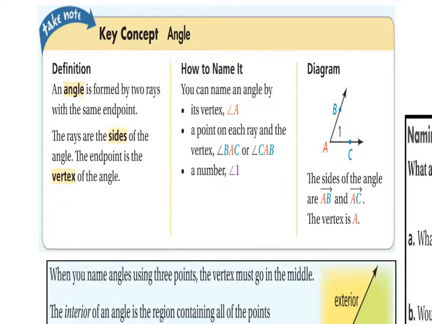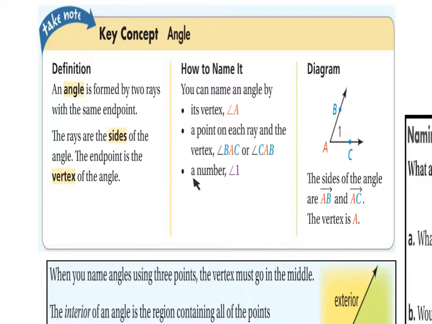So the key part here is you can name an angle by essentially three different ways. You can name it by its vertex, single vertex. You notice here on this angle, we have the two rays here, ray AB and ray AC, and the vertex is the one single endpoint that they share together, which is A. So you could name this angle A.